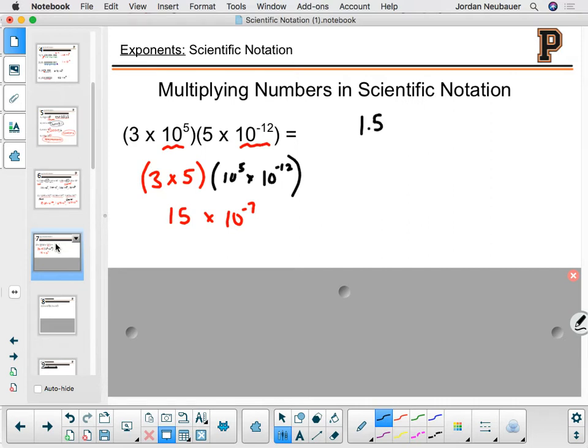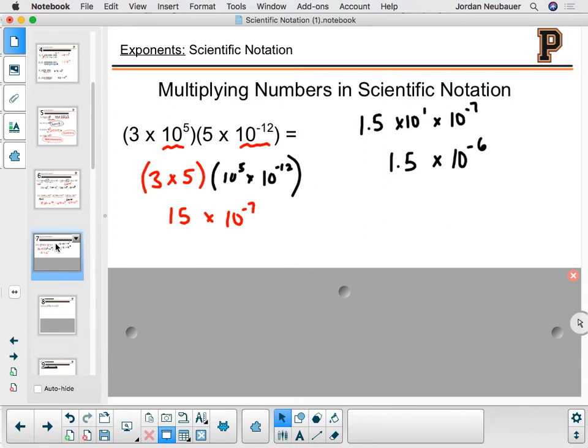That would be 1.5 times 10. It's another way of writing the number 15. Well, if you take 10 to the first power and times it by 10 to the negative 7th power, we add these exponents together to get 10 to the negative 6th. So we got 1.5 times 10 raised to the negative 6th power, all right?